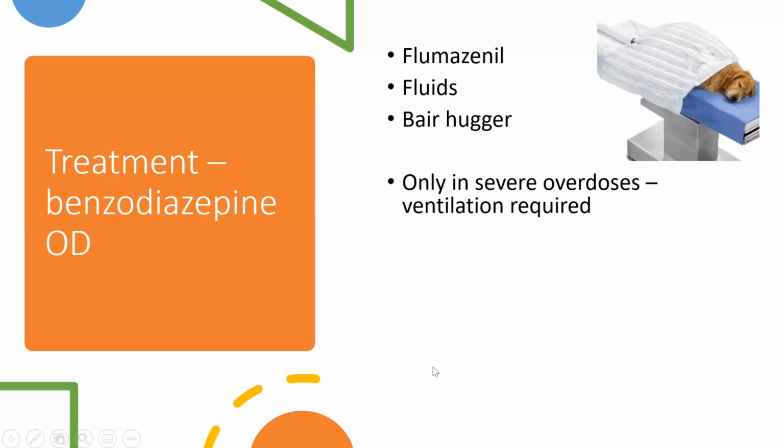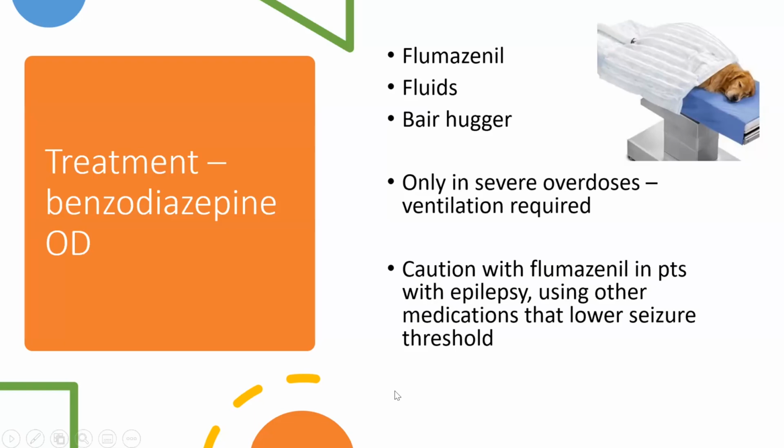And ventilation is only required in severe overdoses. So if they're not able to maintain their own airway and the flumazenil's not working yet, you need to ventilate them and intubate. But there is a caution with flumazenil because it can lower your seizure threshold. So if you're on other medications that do that too, any tips to remember flumazenil? I don't know. The only one is benzodiazepine with lots of Zs, and flumazenil has a Z in it. That's the only way I can remember, I'm afraid. That's my way. Hopefully it works for you too.